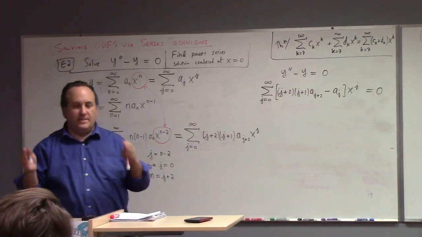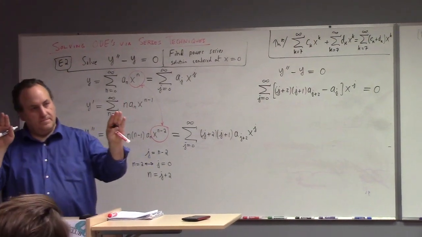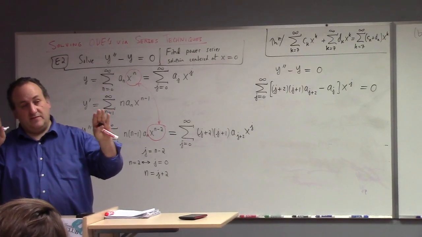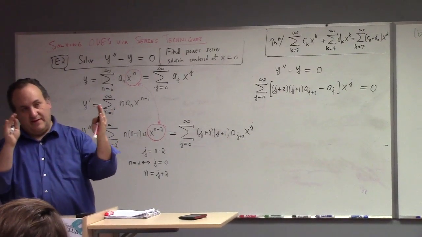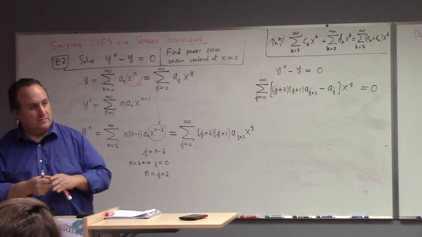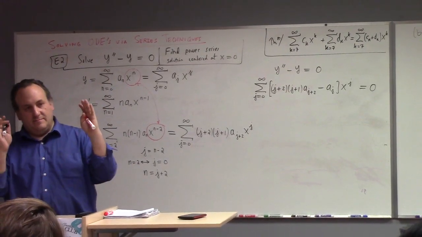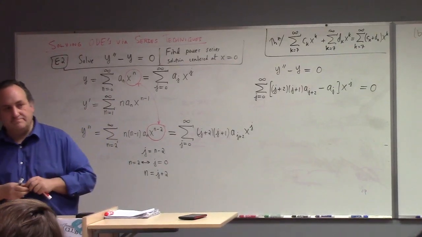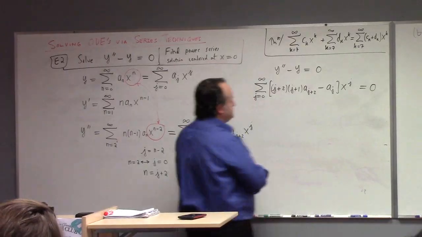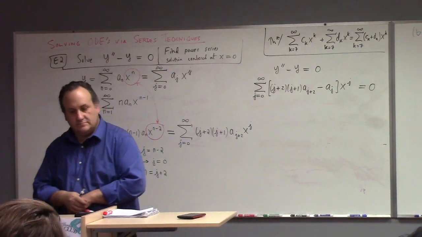In words, the difference of two series is simply formed by the summation of their differences, provided that the monomial, the x to the whatever, is matching. I have to have matching monomial x to the whatever. All right, so how can this be true?